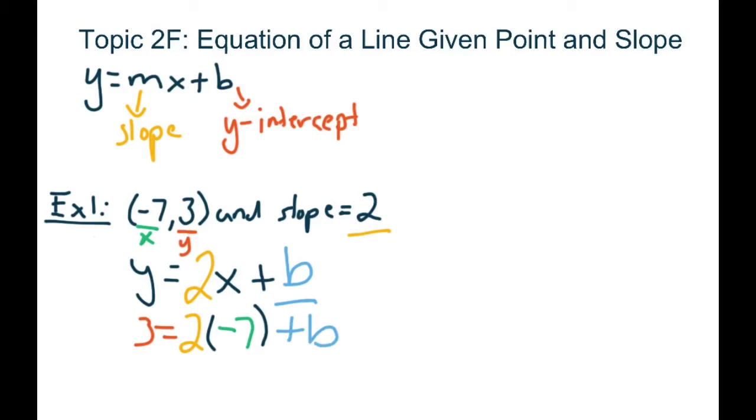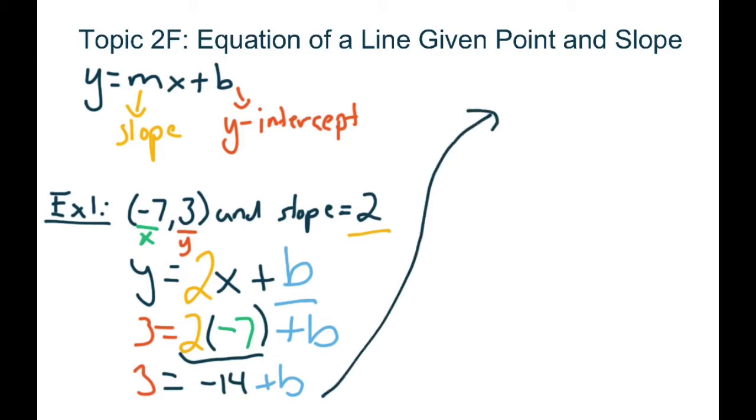Now it's just solving like we did before. We're solving for b here, so we have to get b by itself. 2 times the -7 is going to be -14, and then we have our plus b on the right-hand side, and this is still equal to 3. I'm running out of room here, so I'm going to move over to the right. So 3 equals -14 plus b. We have to get that plus b by itself, so we need to get the -14 to the other side. To get rid of a -14, we have to add 14.